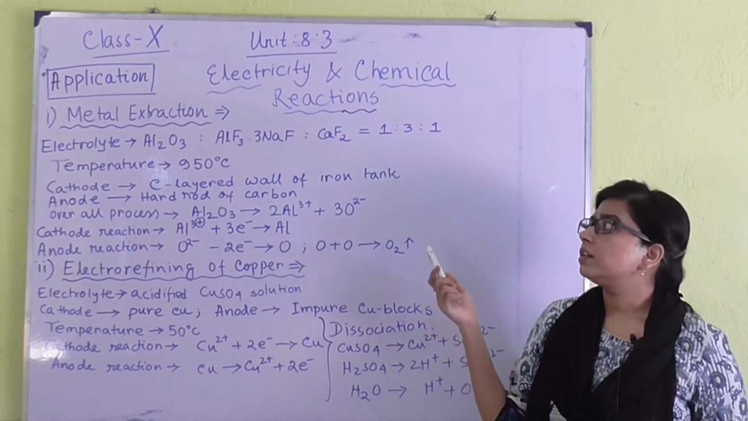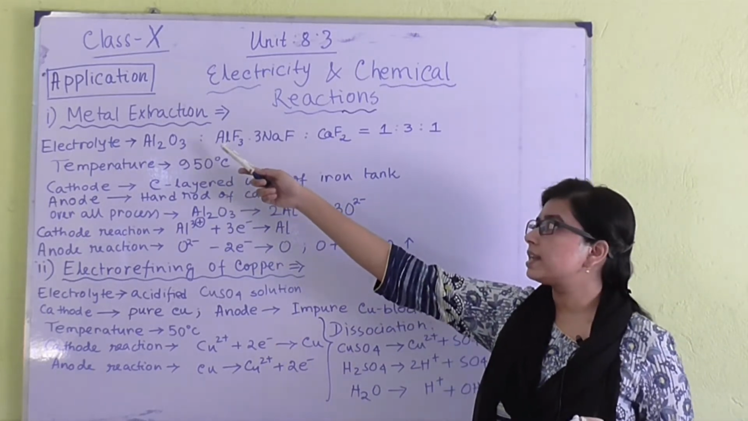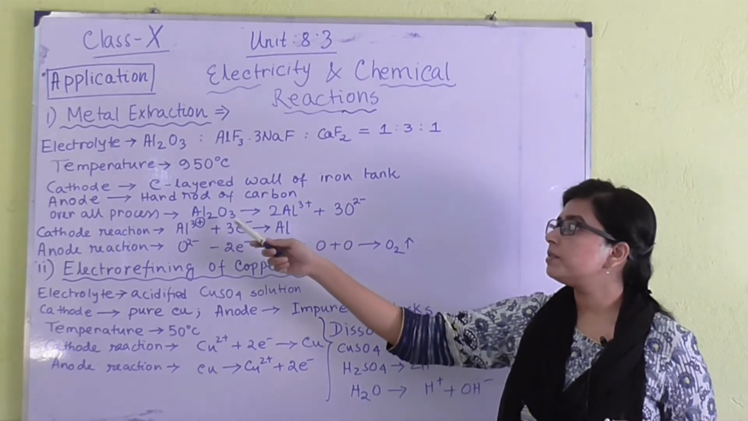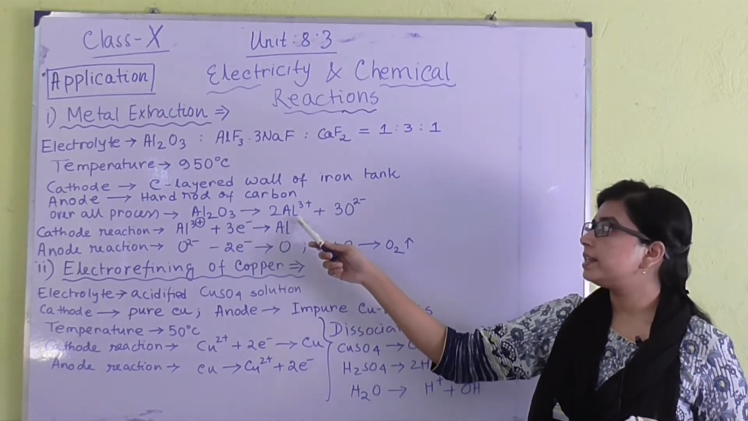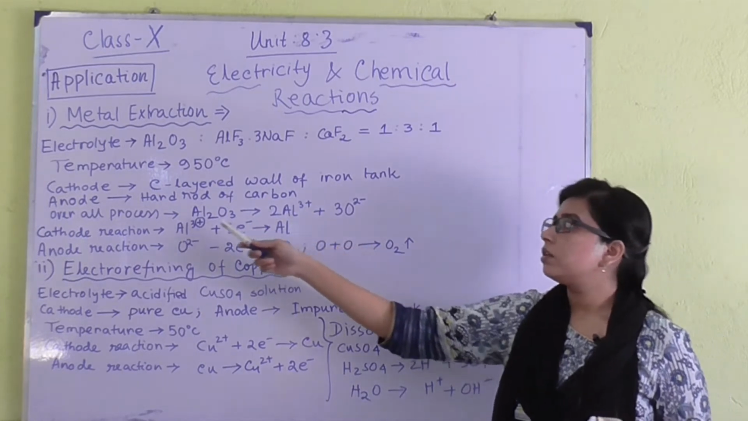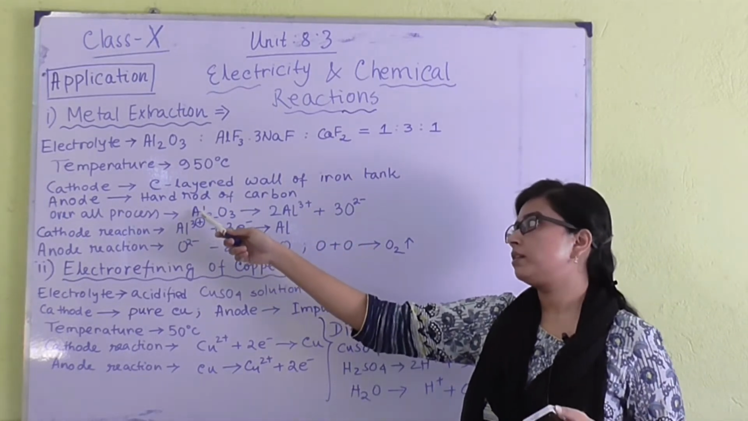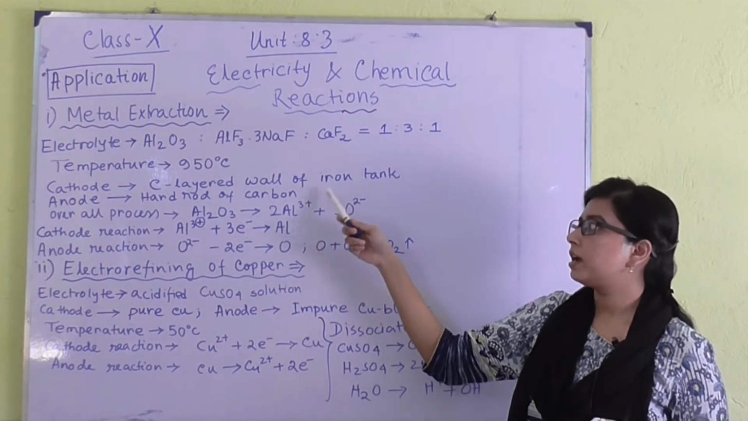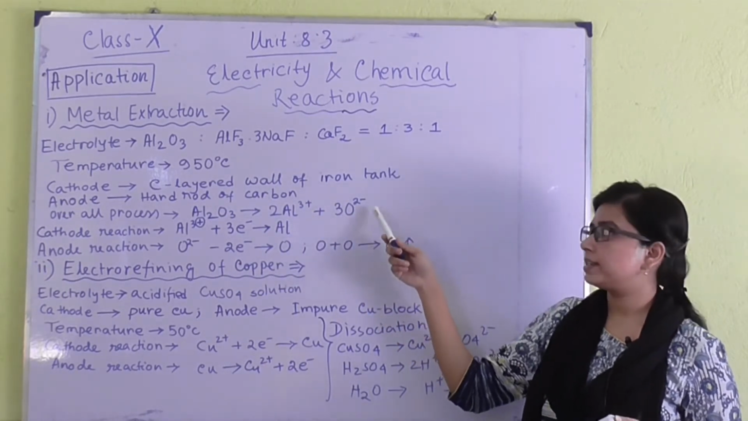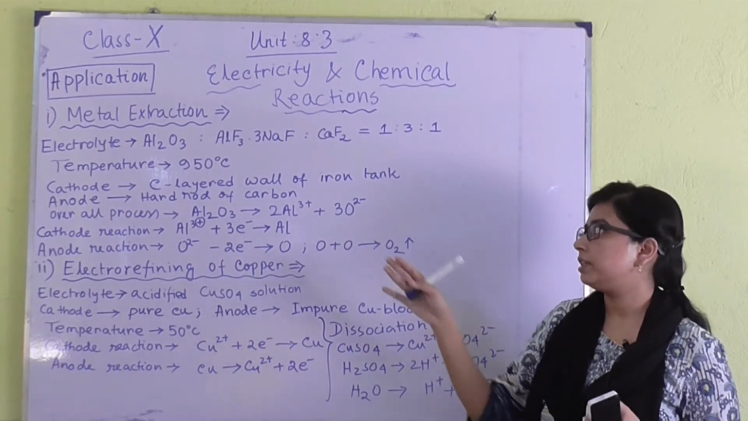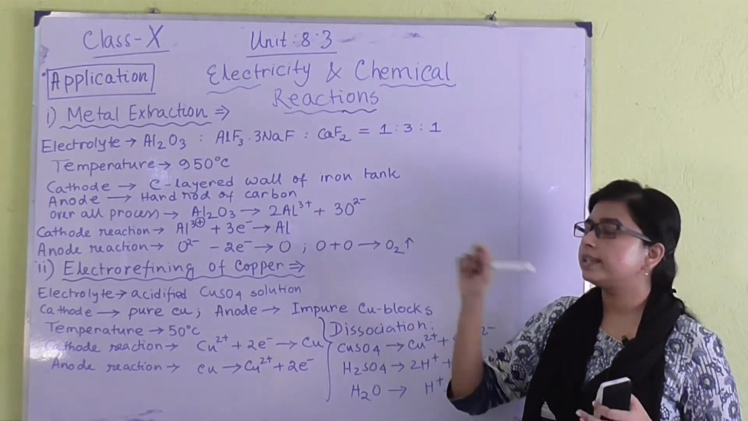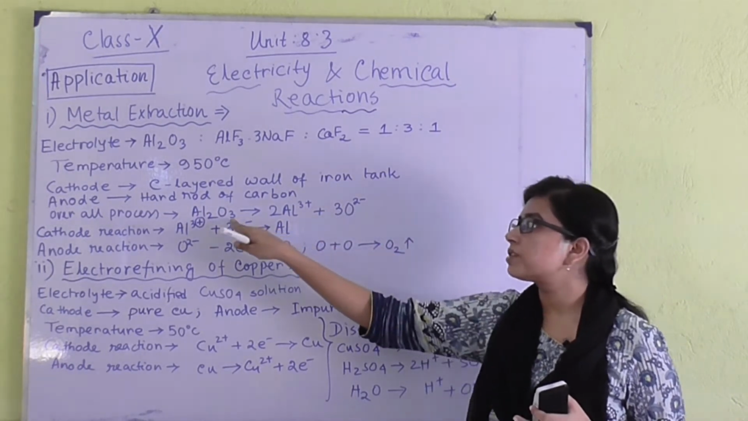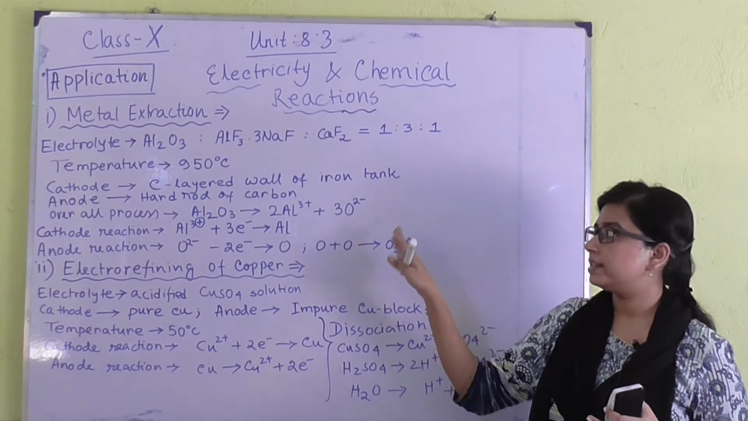The Al2O3, that is alumina, will dissociate in this way. Aluminium is tri-positive in nature, that is Al3+. We have 2 aluminium atoms here, so I have written 2Al3+ and 3O2-, that is oxygen is di-negative in nature, so 2-, each oxygen 2-. There are 3 oxygen atoms, so 3O2-.